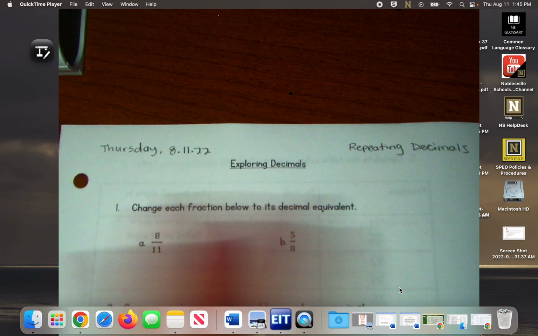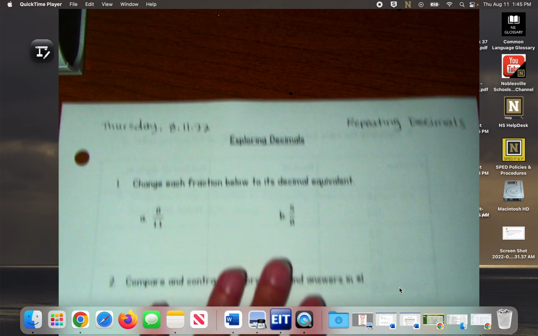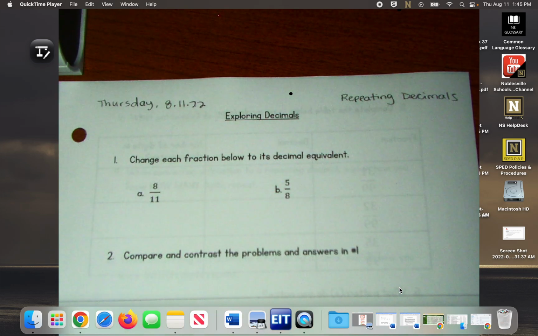Okay, so we have the date, we have our topic, so that's what we will put in our table of contents. So let's go ahead and get started on working through this activity.